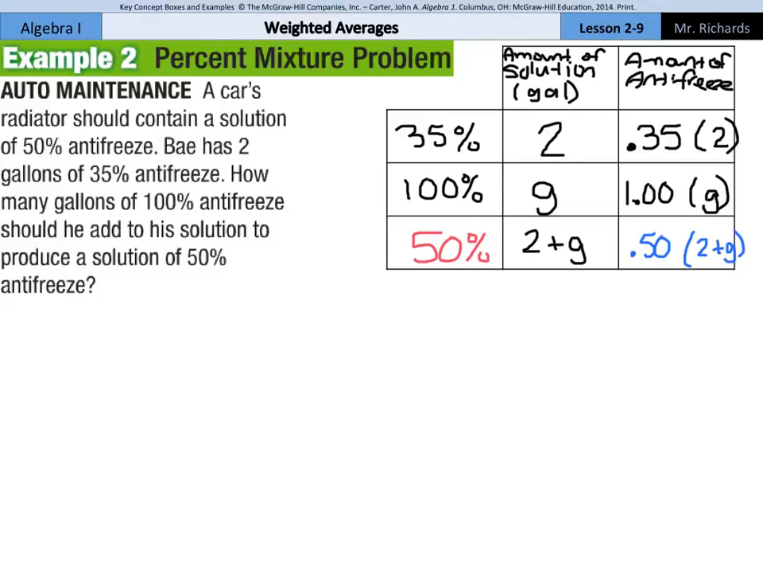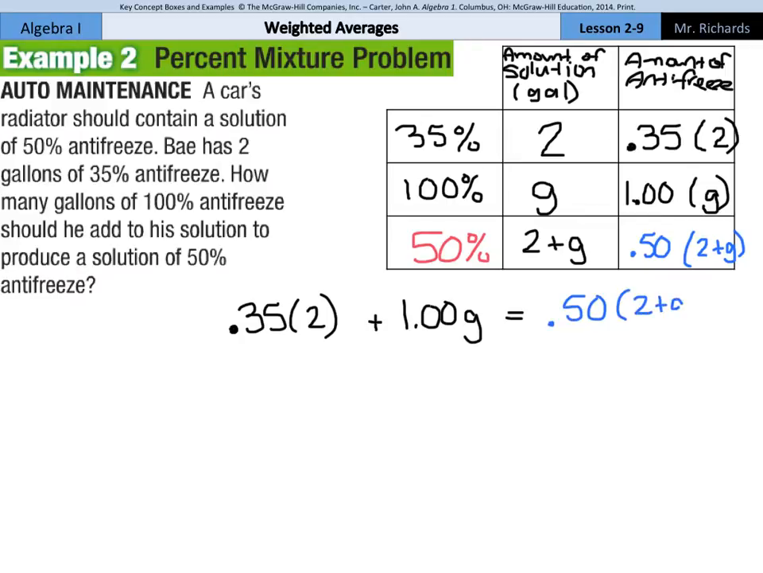We have our amount of antifreeze of 35% being 0.35 times the 2 plus our 100%, 1.00 times the G, and that's going to equal our 0.50 times the 2 plus G. So this plus this needs to equal this. And now we can solve.